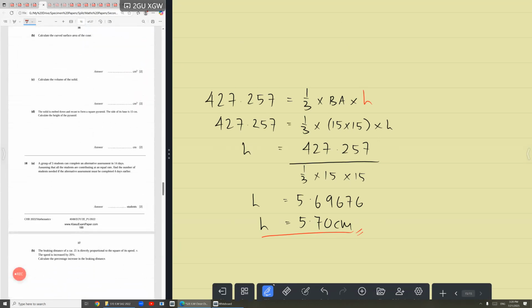And lastly, the solid is melted down and recast, which means the volume of the original solid is equal to the volume of the new solid. In this case, this is the volume of our solid. The volume of the solid is equal to the volume of the pyramid. They are the same, so we form them into an equation for us to find the height of the pyramid.